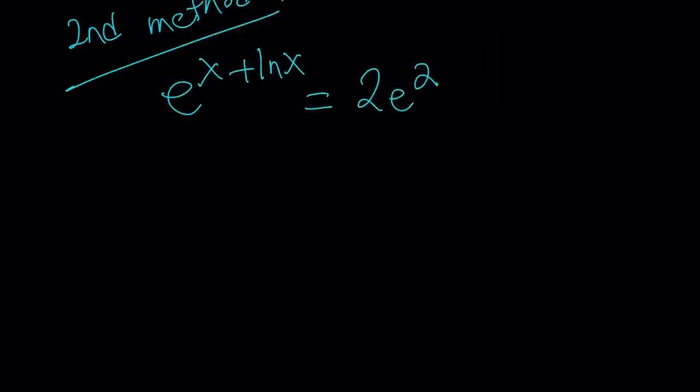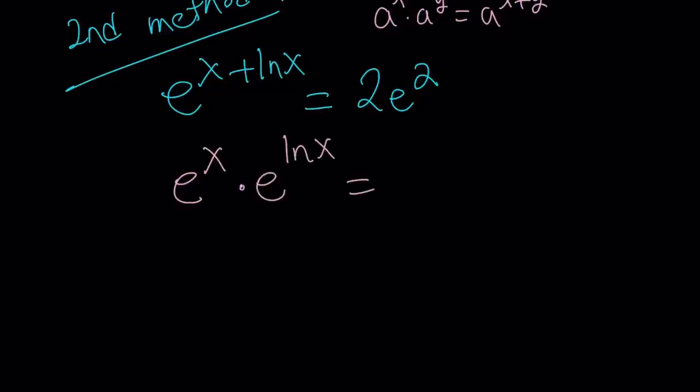So I can kind of write it as a product, because remember the rules of exponents. If you're multiplying two exponents with the same base, then you add the exponents. So we can write it like a to the power x plus y. So we can do the opposite. We can kind of split them up. And that becomes e to the power x multiplied by e to the power ln x. And that equals 2e squared. But what is e to the power ln x? We understand e to the x, it's the exponential function. But what about e to the power ln x? Well, e to the power ln x by definition is equal to x.